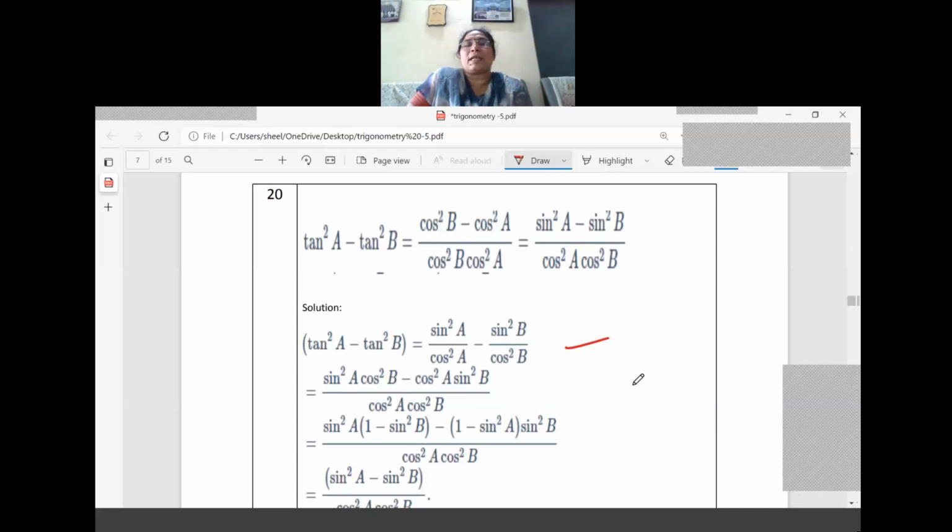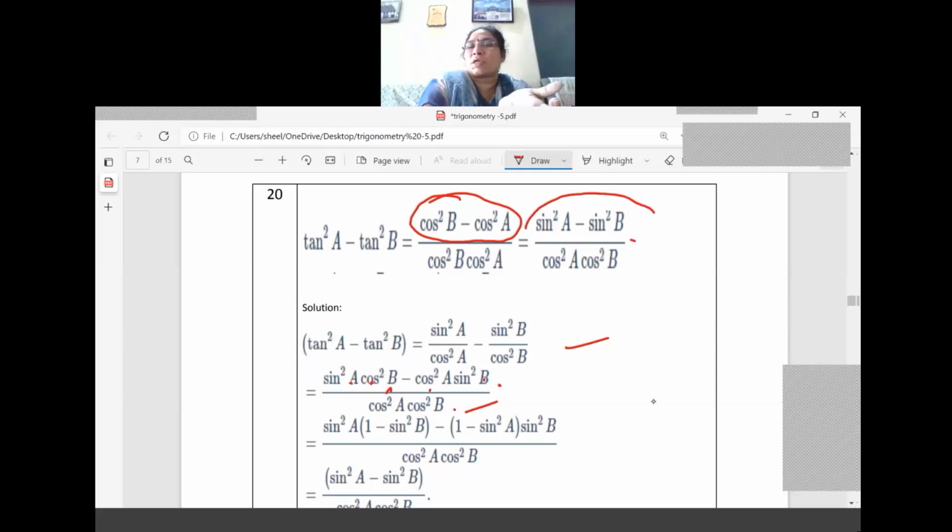Now what is the next step? Sorry, LHS denominator LCM to be taken. LCM we have taken and expanded. So what is that? Sin square A into cos square B minus cos square A into sin square B, divided by cos square A into cos square B. Right. Now what is the next step? We should think about what RHS we require. Everything is in cos square only, cos square B and cos square A. But here, sin square A is there, sin square B is there, and cos square B is there, cos square A is there. If you check this, it is all sin square only. So according to that, you have to make the changes.